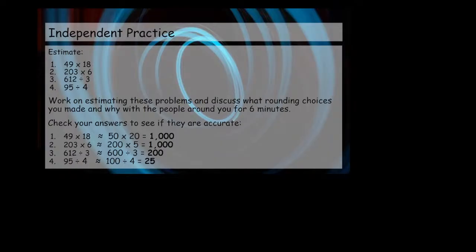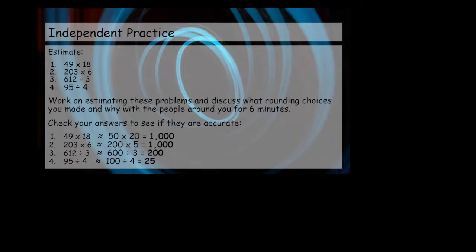Then 203 times 6, that's approximately 200 times 5. 203 was rounded down to 200 because 3 is less than 5. And then 6 was rounded down to 5 because 5 is also an easy number to work with. That's 1000.